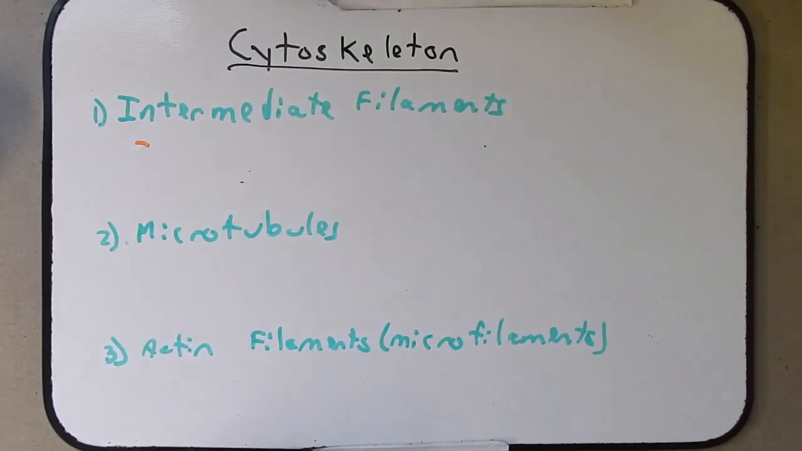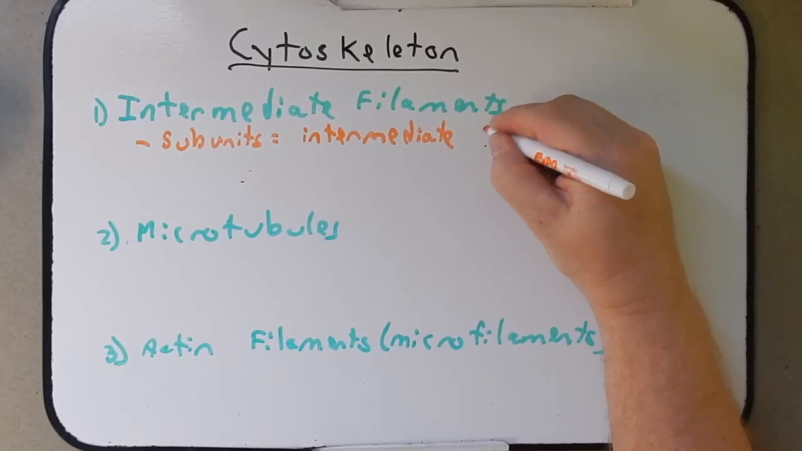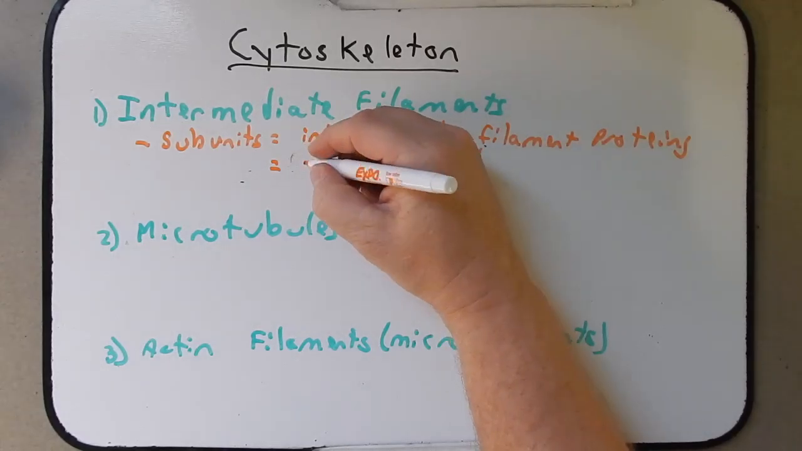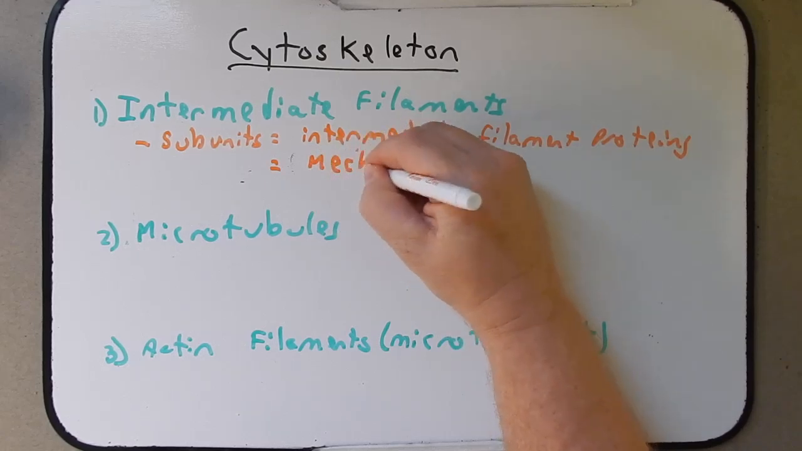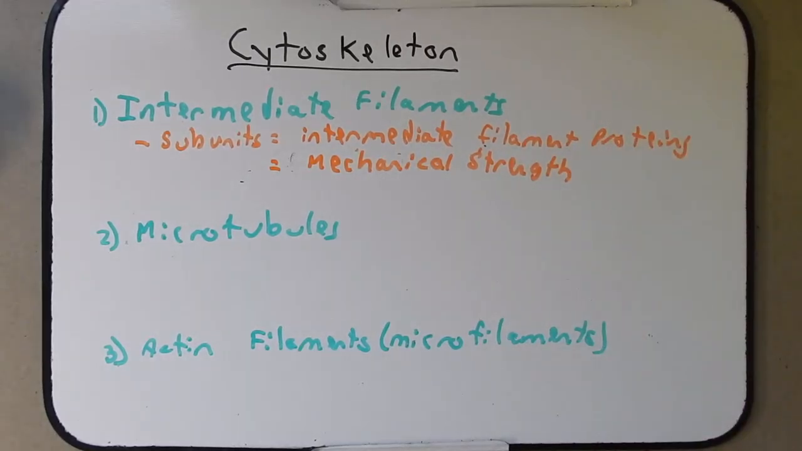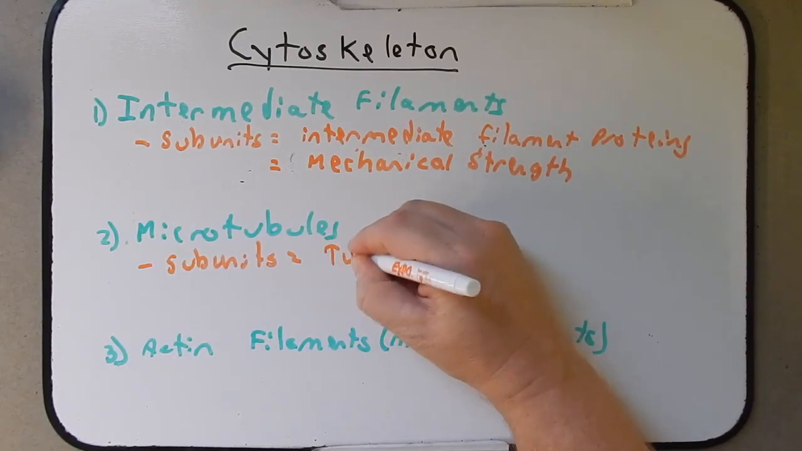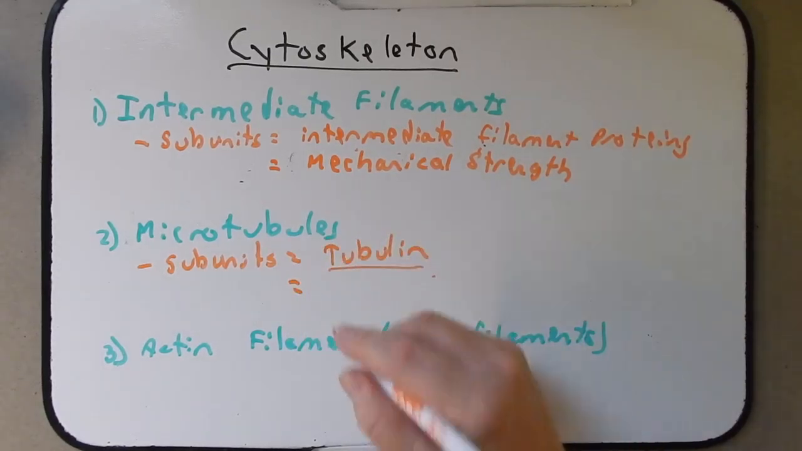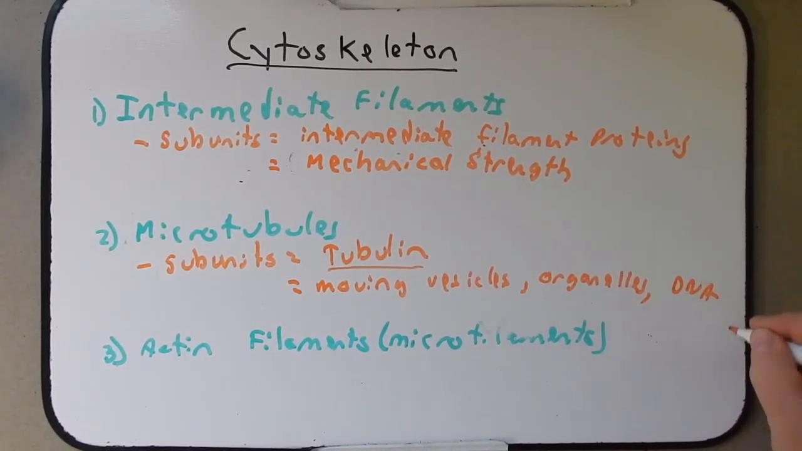The subunit of intermediate filaments are intermediate filament proteins. They have several functions, and we'll talk about a few of them, but for now let's just think of them as giving the cells mechanical strength. For microtubules, their subunits are the protein called tubulin. So microtubules are made up of repeating units of tubulin. One of their biggest functions is involved in moving vesicles, organelles, DNA in a cell.